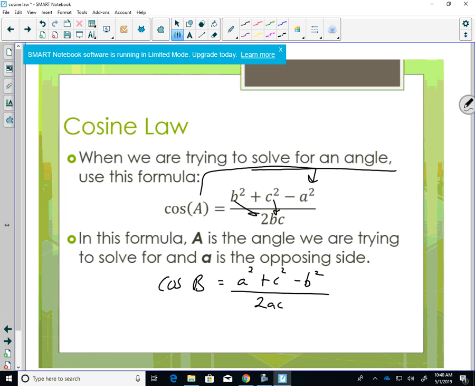Okay, so that's cosine B. Is there room to write in cosine C? Did it already. What is it, Bodie? Cosine C equals A squared plus B squared subtract C squared over 2AB. I think you're right. Well done.